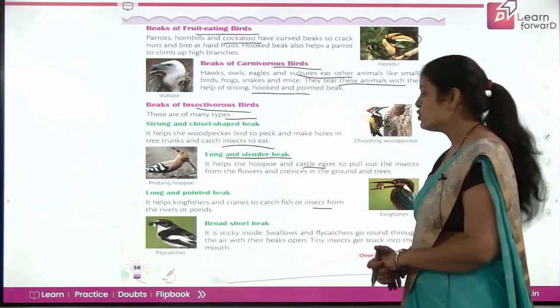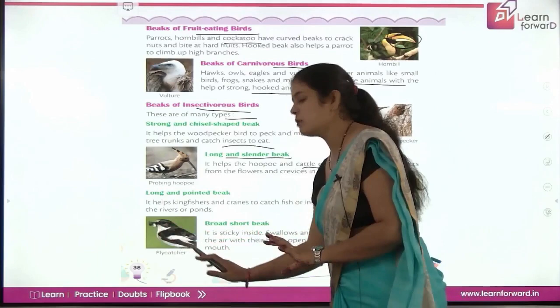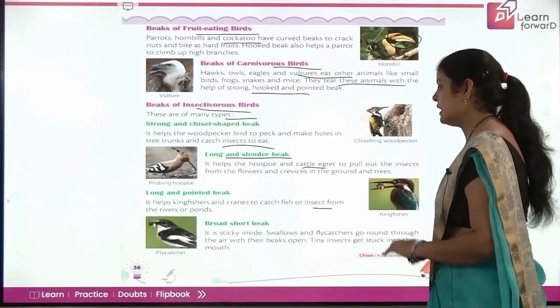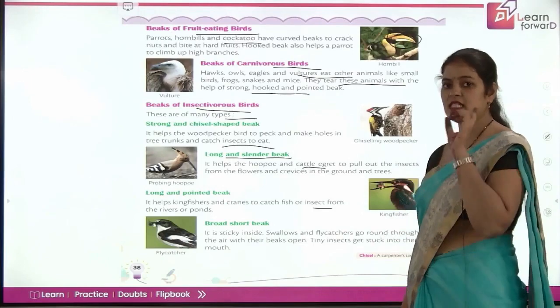Next is the broad, short beak. This is a very short and broad beak, and the example is the flycatcher. The beak is sticky from inside.